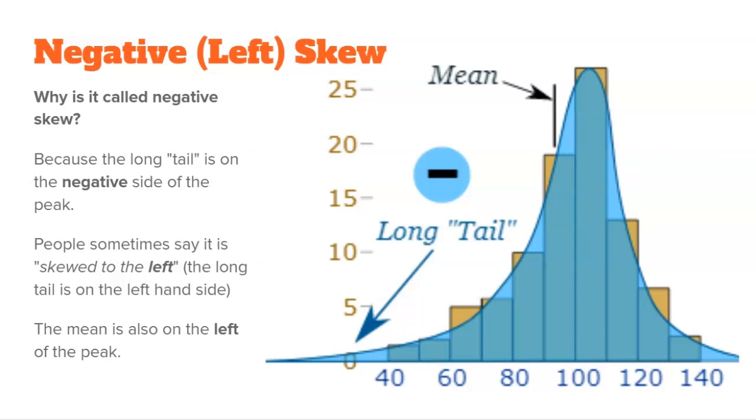What this does is drag the mean of a set of data to the left of the peak or the center or the mode of the distribution. The long tail has been dragged to the negative side of the peak, to the left side.